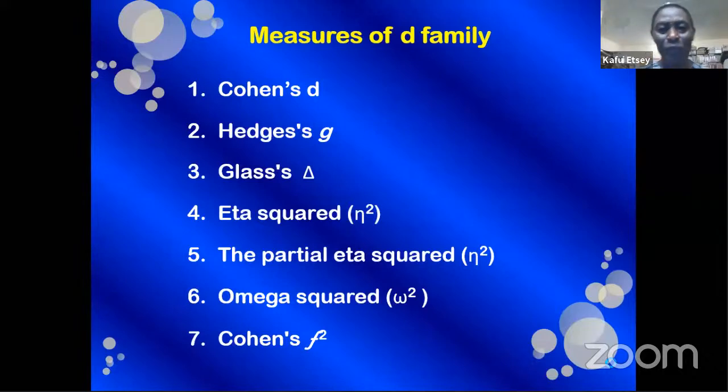We won't be able to go through them one by one, and that is what I'll leave with you: that you try and do some little research on each one of these. But I'll be giving you some of the formulas as we move on.